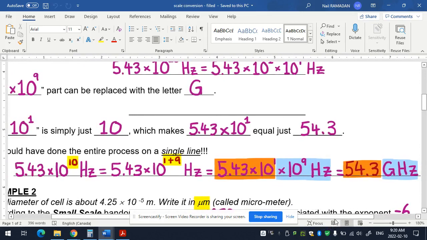There we go. I know that I am making this look very elaborate and a very long process. It's not. I'm going to show you now an example where you can do the whole thing in one single line. I'm just trying to break down the steps to make sure that you understand where each step came from. So always, the split part here is the giga. And this is much easier than saying 5.43 times 10 to the 10 hertz.